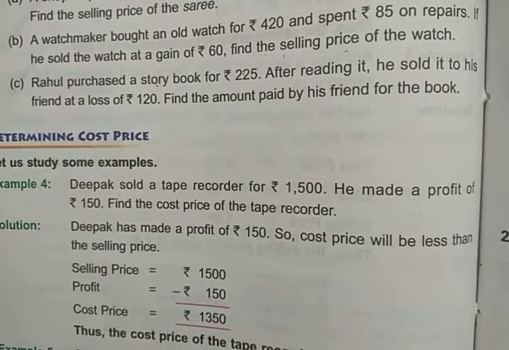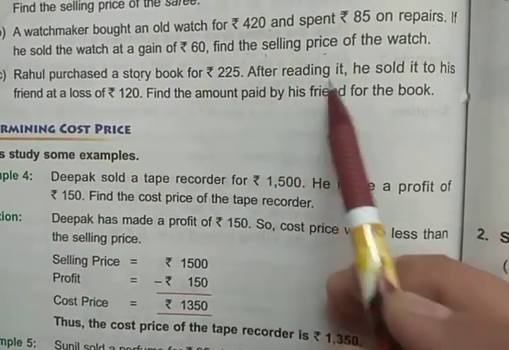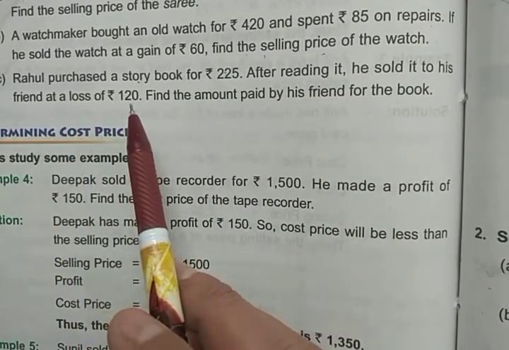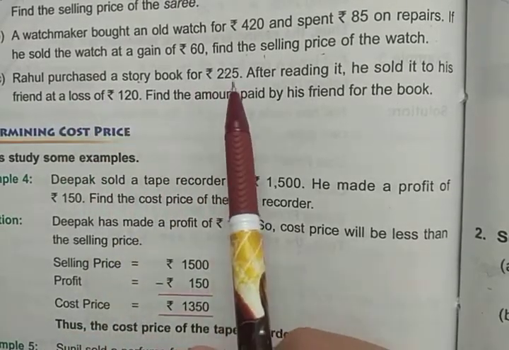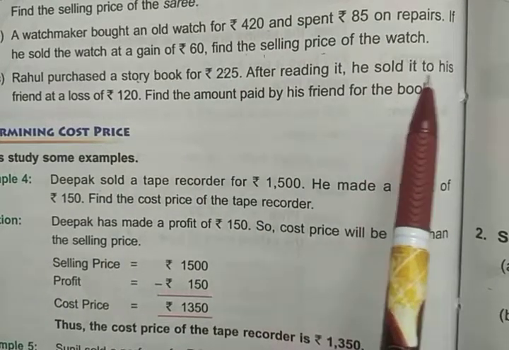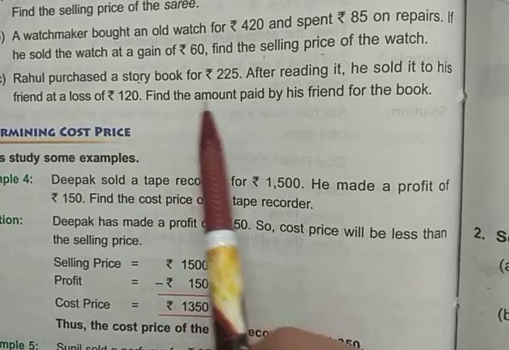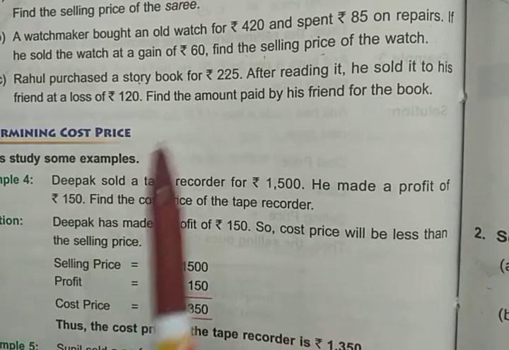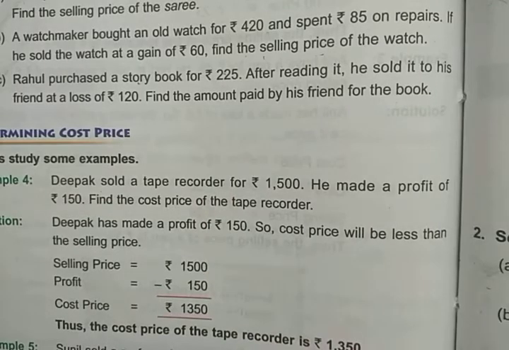Now the last one, C part. Rahul purchased a storybook for rupees 225. After reading it, he sold it to his friend at a loss of rupees 120. So here again, the cost price of the book is given, 225 rupees, and the loss is given, loss of rupees 120. Find the amount paid by his friend for the book. Now here also the selling price of the book is asked.